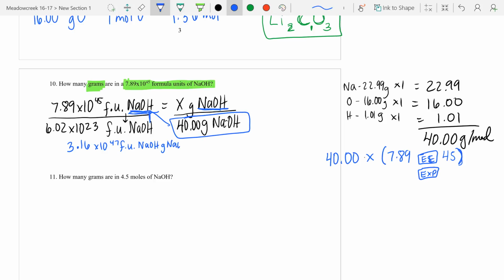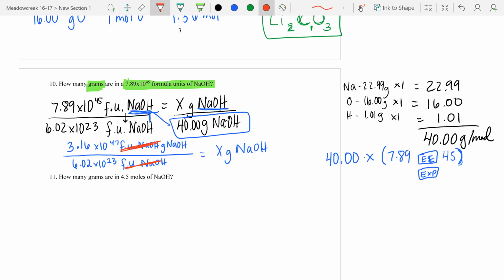grams of NaOH, over 6.02 times 10 to the 23 formula units of NaOH, equal to X grams of NaOH. We look at what cancels out. I have formula units of sodium hydroxide on the top and the bottom. And again, in our calculator, you need to make sure that the number on the top of your numerator goes in your calculator first.